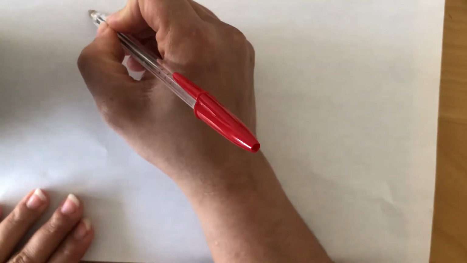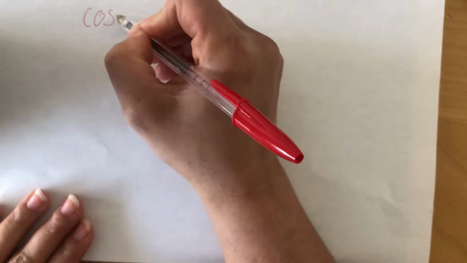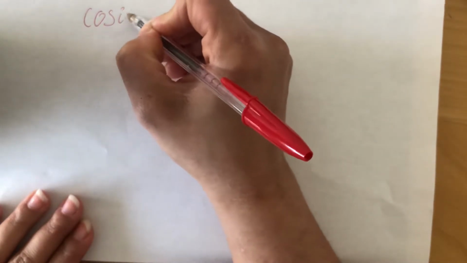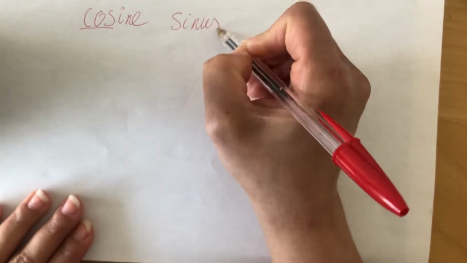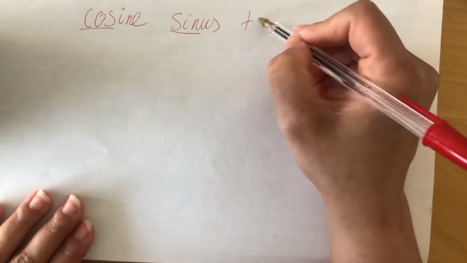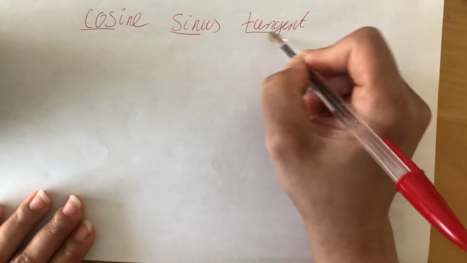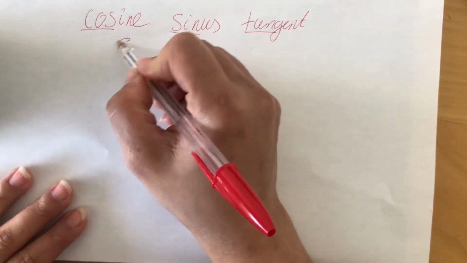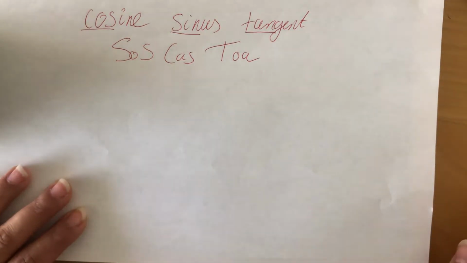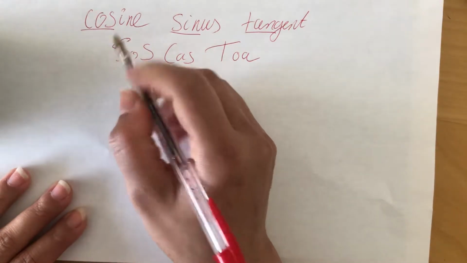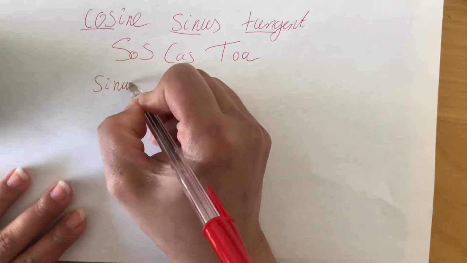Hello guys, in this video I will once again explain to you how to use the cosine, in Dutch cosinus, the sinus, and the tangent, tangens. I taught you already a little lesson that you can remember this by SOSCASTOA. And we made notes in class that this stands for the sinus of an angle.